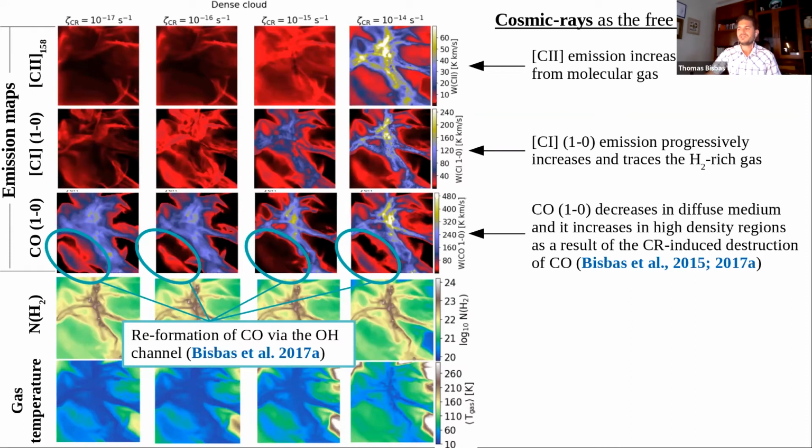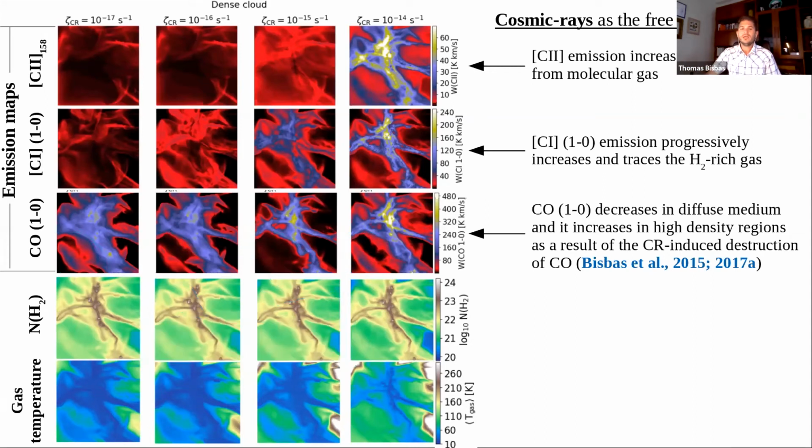So this is because the molecule of CO is forming back to its molecular phase via the OH channel. We have actually examined exactly this effect in one of the earlier papers. So as we increase the gas temperature, CO is able to form back again through this OH channel, which is quite interesting to consider. Now, the column density of molecular hydrogen remains remarkably unchanged at all times.